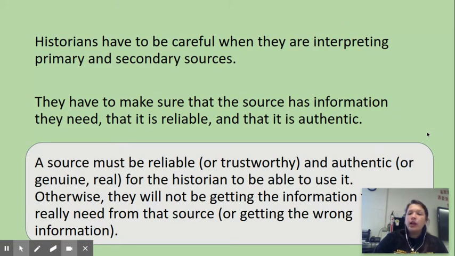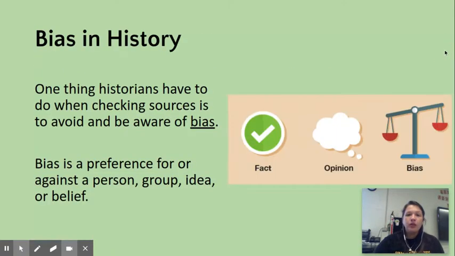So they have to be really careful when they're interpreting sources. They have to make sure it's credible. They have to make sure it's reliable and authentic. So they have to make sure it's real. They have to make sure it's trustworthy. Otherwise, they could end up telling the wrong information or writing a book and stuff in the book would be wrong. They want to make sure what they share is accurate, and they have to make sure that the sources they use are accurate. Otherwise, they don't need to be using them.